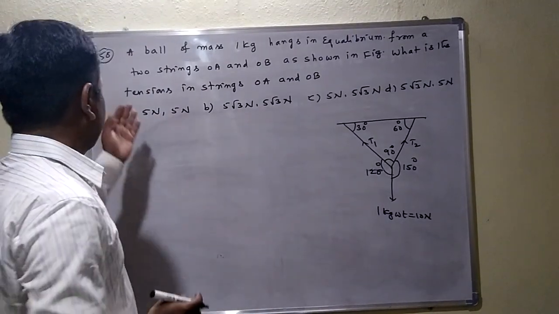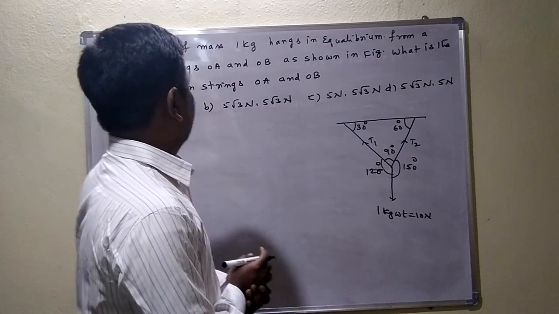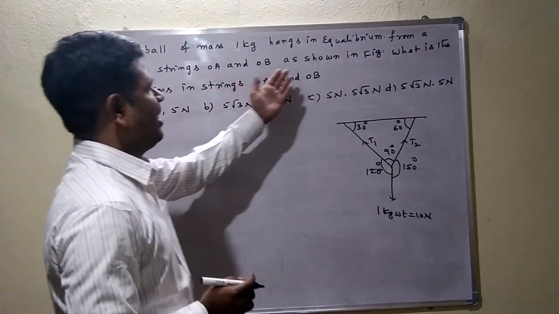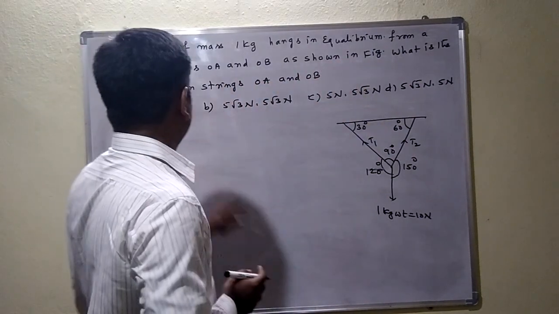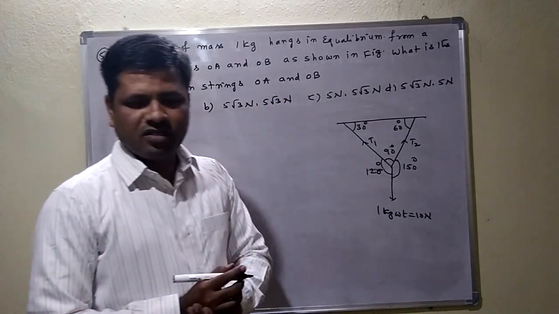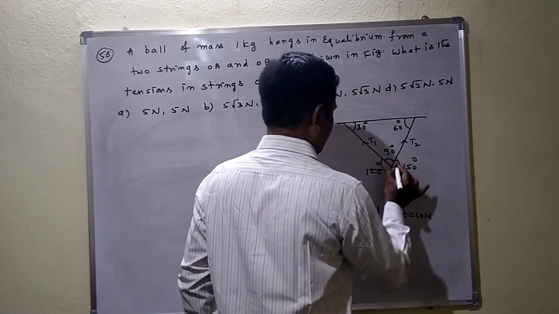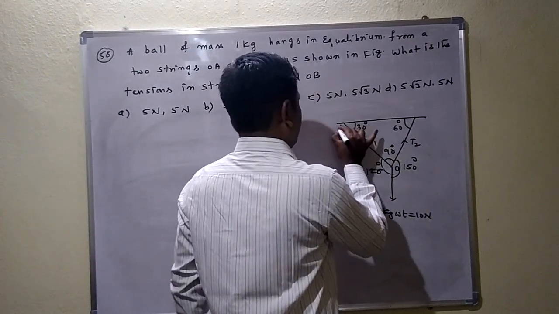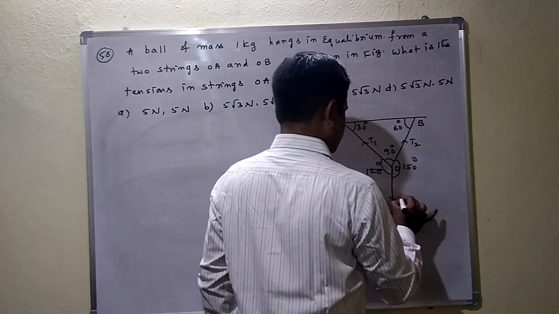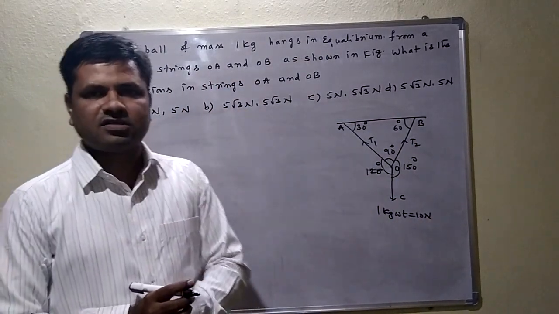See that question. A ball of mass 1 kg hangs in equilibrium from two strings OA and OB as shown in the figure. What are the tensions in the strings OA and OB? Now they are asking for the tensions in the strings OA and OB. This point is considered as O, this is A, and this is B.